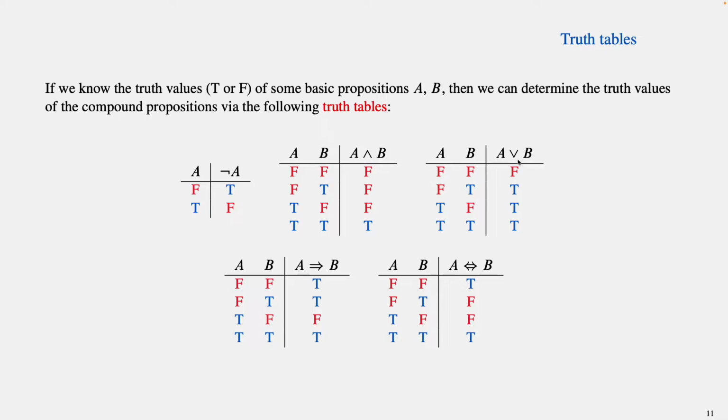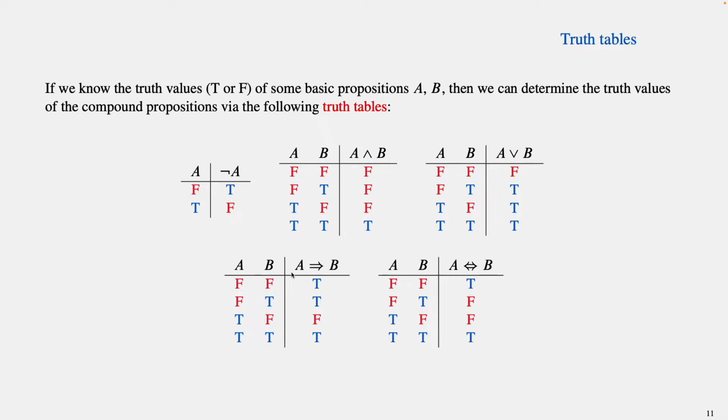Next we have the OR, A or B. So we again have two component propositions A and B. And we would expect the statement A or B to be true if at least one of the two, A and B, is true. But if both of them are false, if A is false and B is false, then also A or B would be false. In all other cases, at least one of the two is true, and then A or B is true.